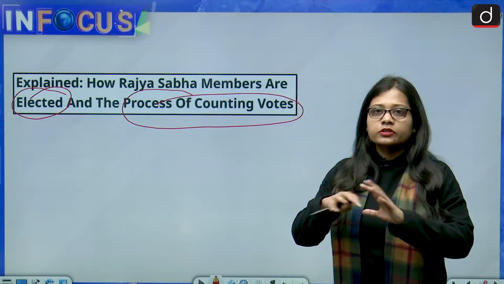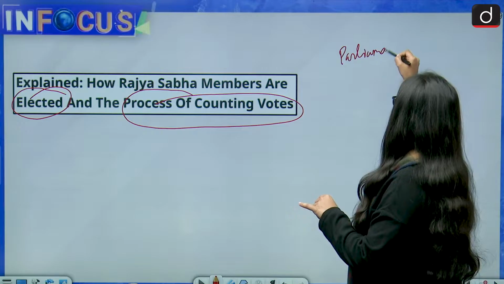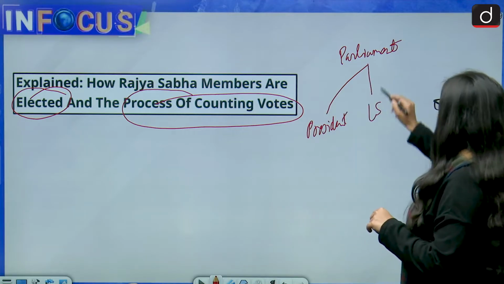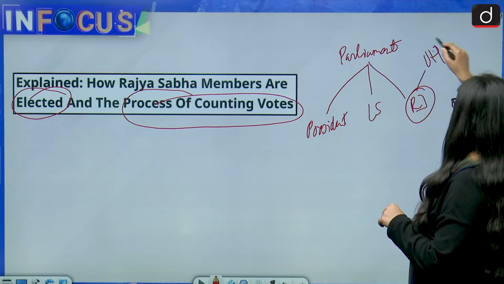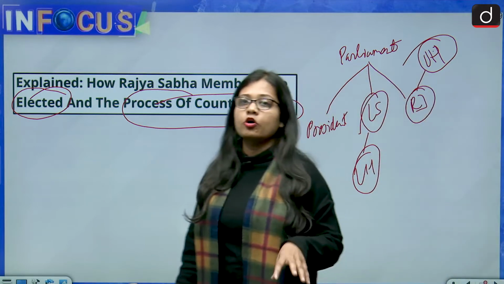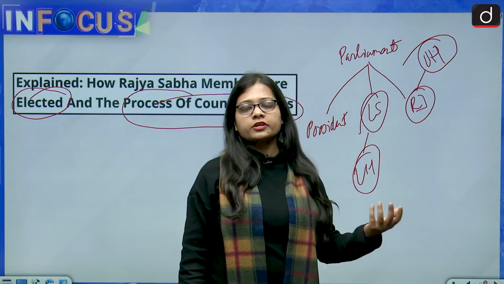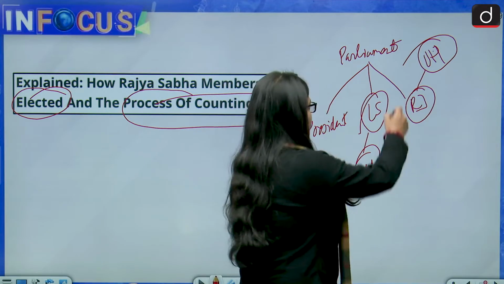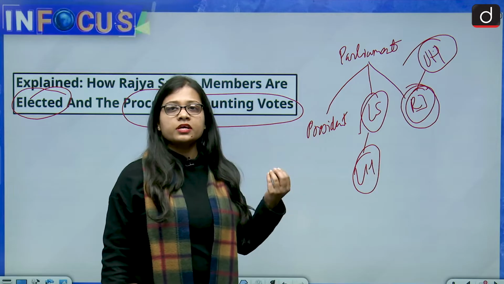If we talk about the Indian parliamentary system, whenever we say parliament, parliament has the President, it has Lok Sabha, it has Rajya Sabha. Rajya Sabha is also known as the upper house of the parliament and Lok Sabha is known as the lower house. We are a parliamentary democracy and we have adopted this feature from the United Kingdom. Today we will specifically look into the upper house of the Indian Parliament, that is the Rajya Sabha.